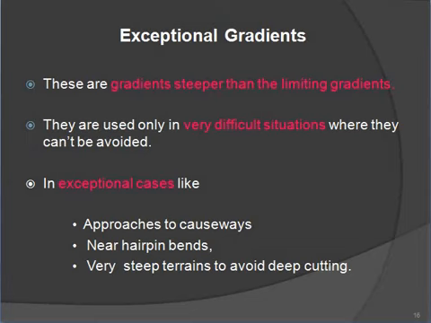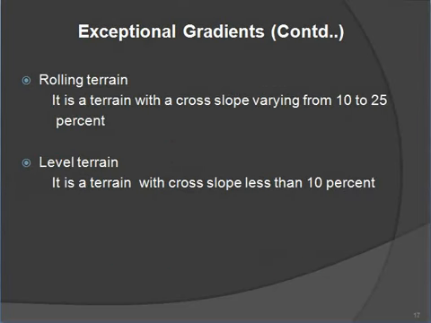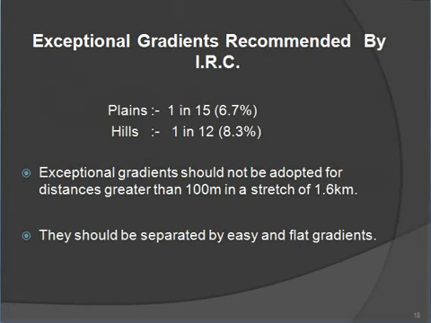Hairpin bends means very sharp curves, so in curved roads it will be useful. Rolling terrain is a terrain with cross slope varying from 10 to 25%, and level terrain is a terrain with cross slope less than 10%. So exceptional gradients recommended by IRC: plains 1 in 15, 6.7%; hills 1 in 12, 8.3%.